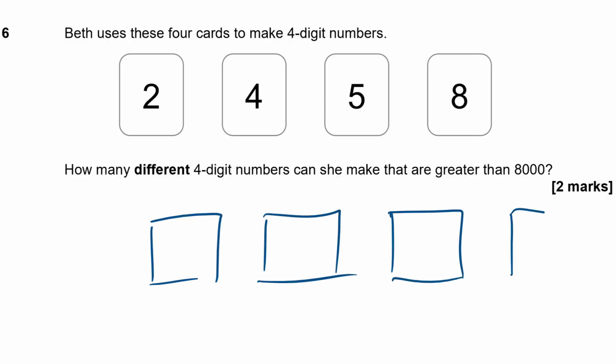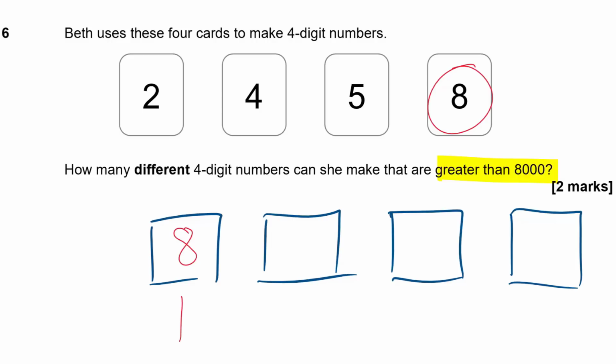Let's think about what choices we have for each of these. Now, my number needs to be greater than 8,000. So I don't have a lot of choice for the first digit. It's going to have to be this one here, isn't it? It's going to have to start with an 8. So it's 8,000 and something. If it starts with 2, 4, 5, it's going to be less than 8,000, so it's no good. Okay, so it has to start with the 8. That was only one choice I had for that.